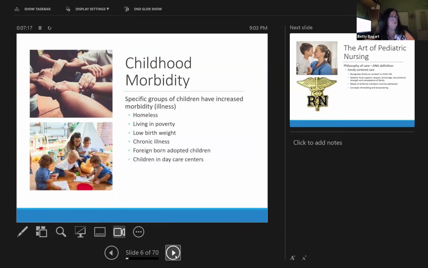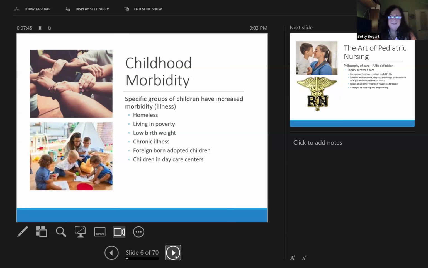So specific groups of children that have increased deaths and illnesses, of course, are homeless, poverty, low birth weight. How about those chronic illnesses? It could be something like cystic fibrosis. It could be any of those things. And again, foreign born, we don't know exactly what's been going on. And look at this. Children in daycare centers have an increase in morbidity.